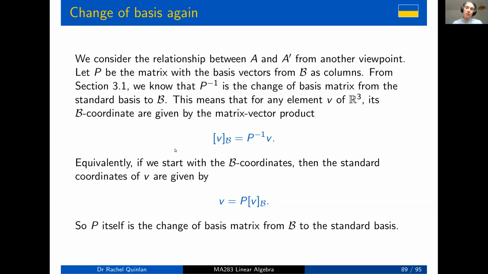So P itself, whose columns are the basis vectors of B, is the change of basis matrix from B to the standard basis. If you take the B coordinates of some vector, multiply on the left by P, you get the standard coordinates of that same vector. Okay, with that in mind, we can figure out in general what was going on between those two matrices A and A dash without having to go back to the linear transformation every time.